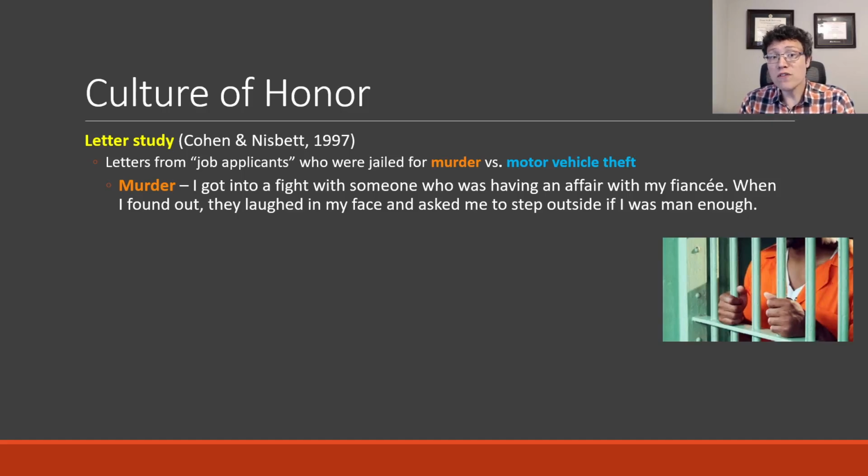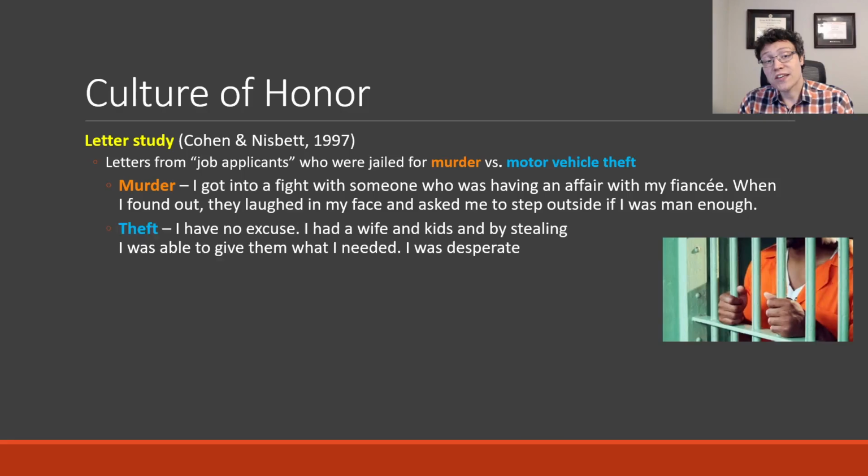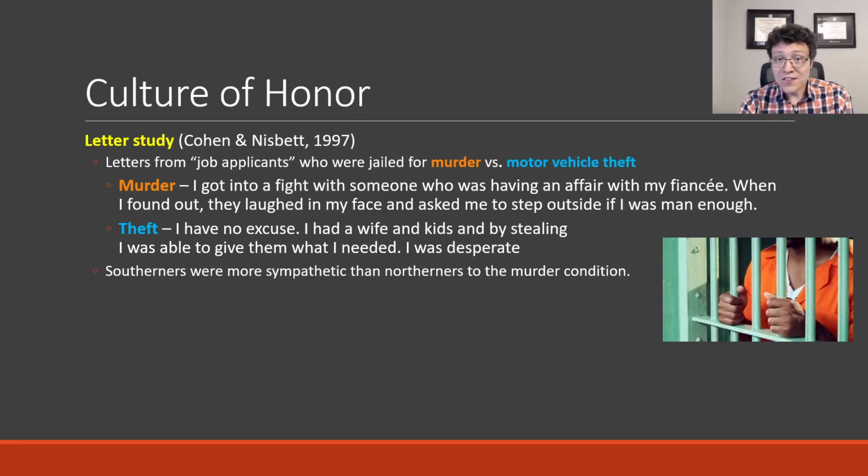On the murder applications, we wrote that I got into a fight with someone who was having an affair with my fiance. When I found out, they laughed in my face and asked me to step outside if I was man enough. Versus the theft condition: I have no excuse. I had a wife and kids, and by stealing, I was able to give them what I needed. I was desperate. It kind of also sounds like an excuse if you ask me, but well, we send these off. Southerners are more sympathetic than Northerners to the murder condition, but there was no difference in the theft condition.